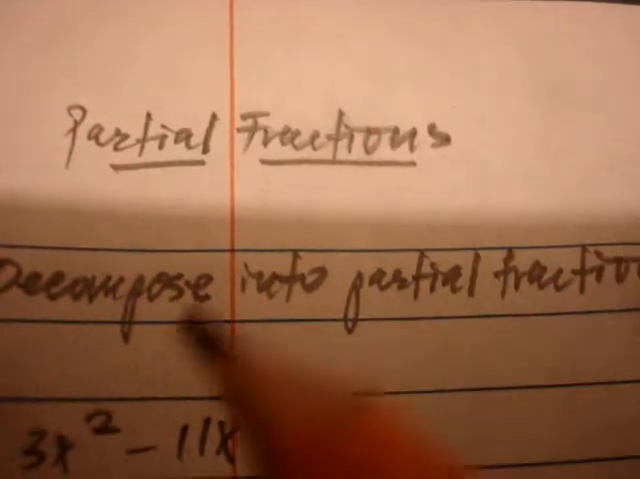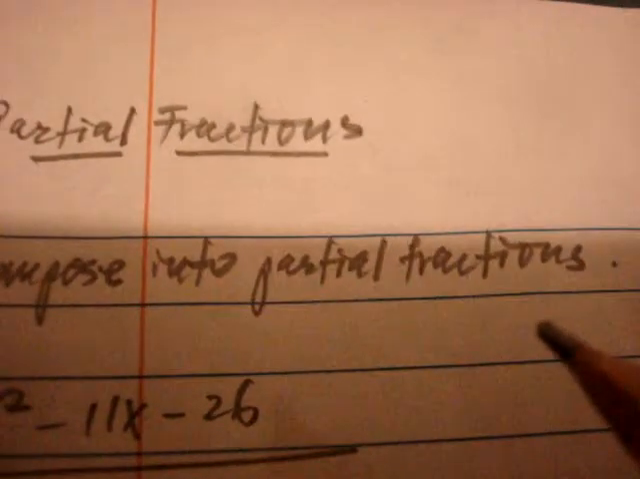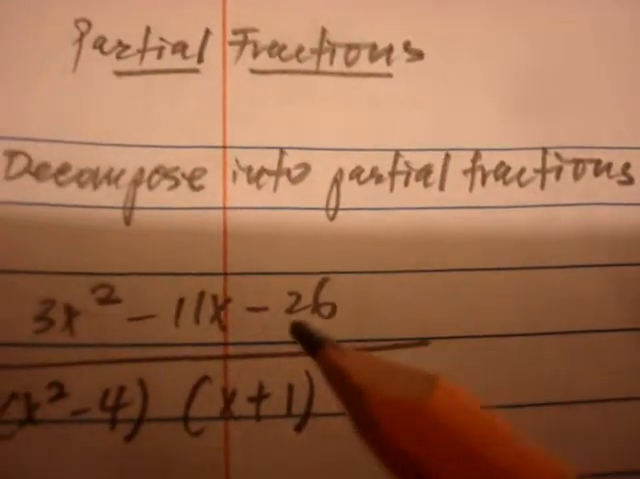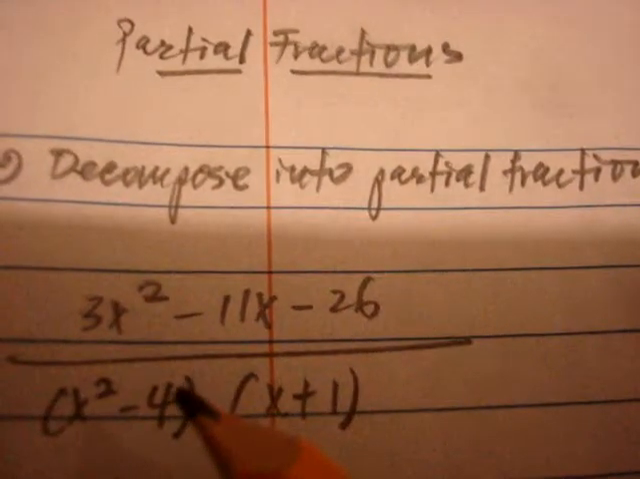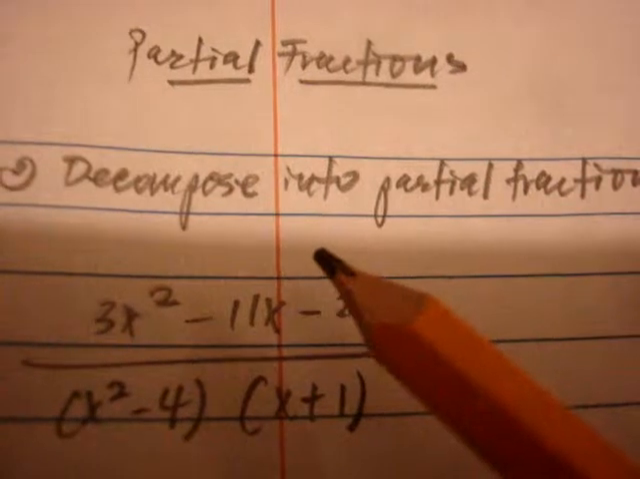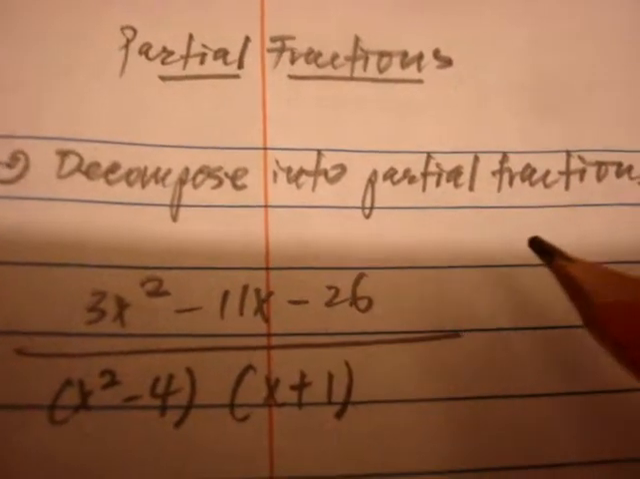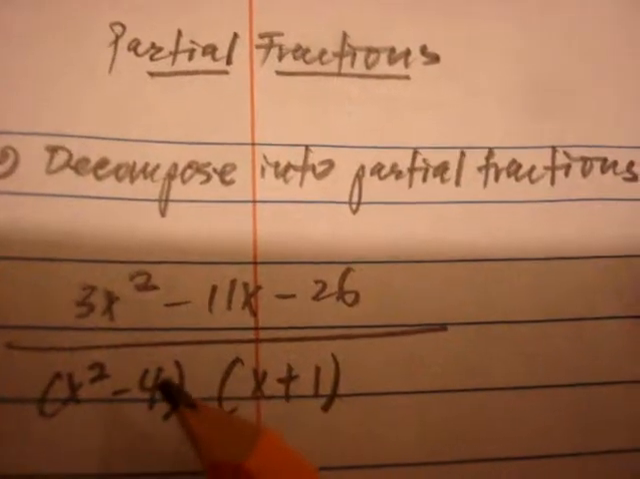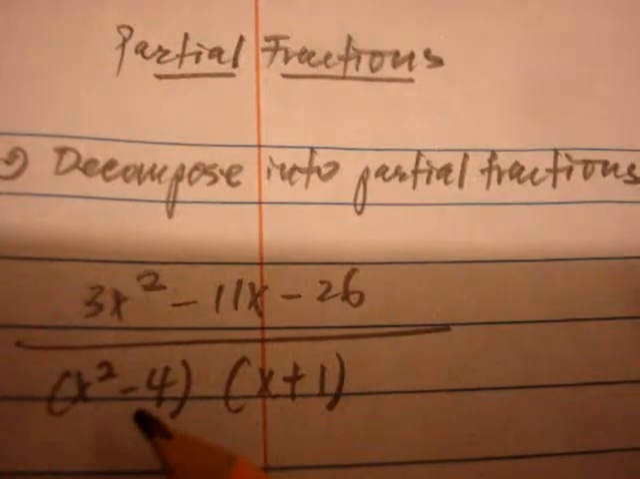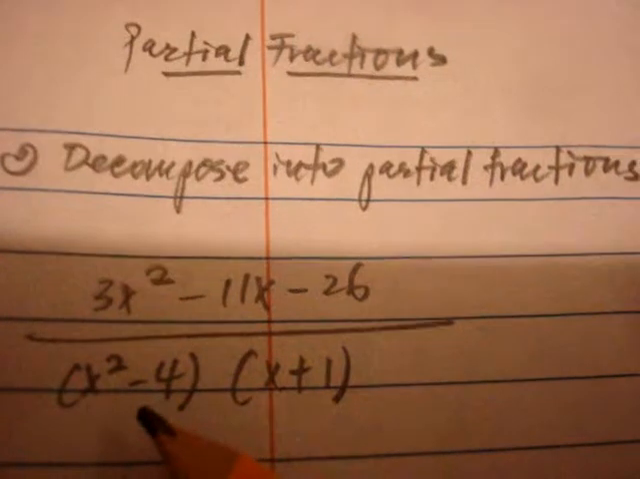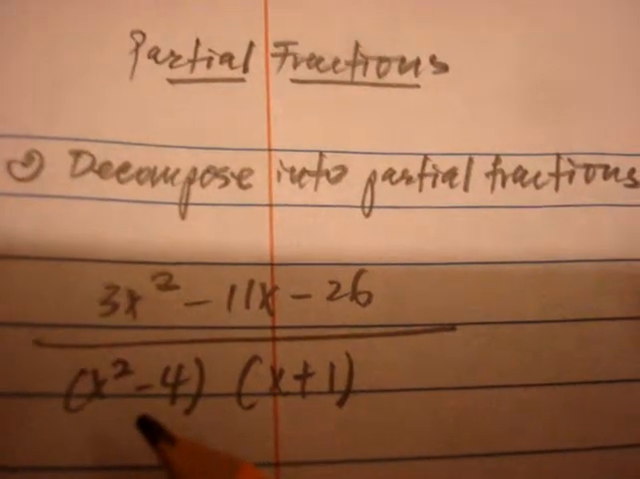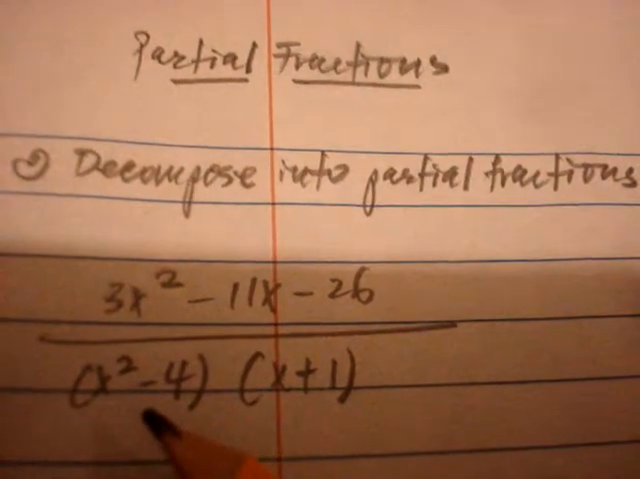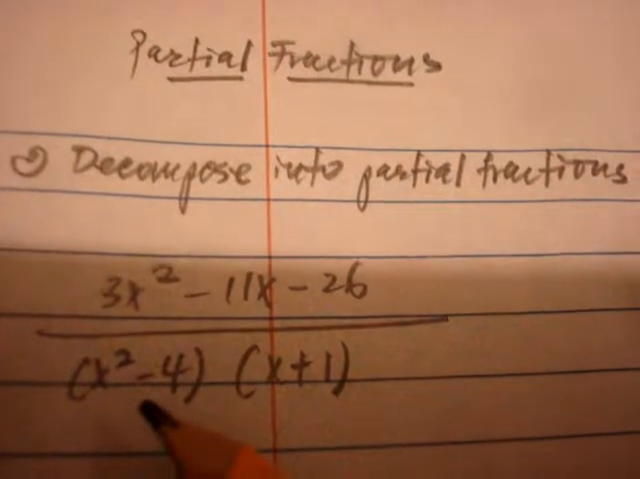Partial fractions decompose into partial fractions. Let's say we're given this rational expression and it wants us to decompose into partial fractions. How do you do that? First, you need to factor the denominator.